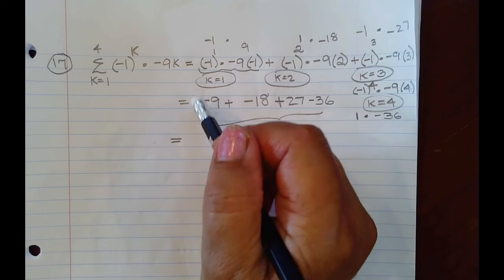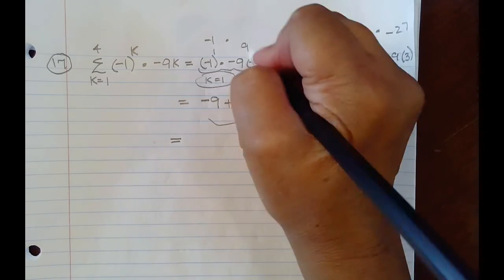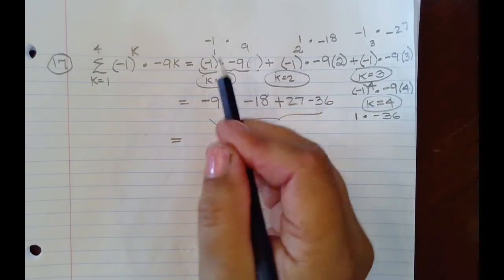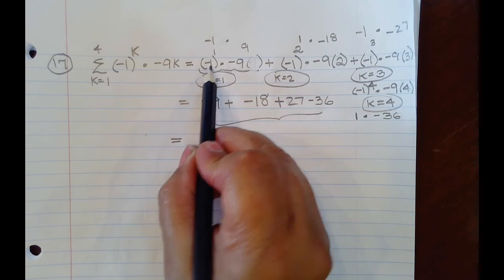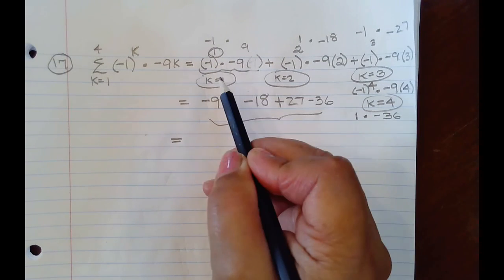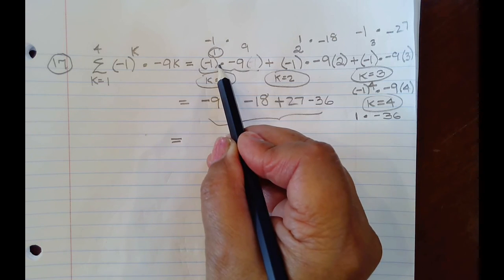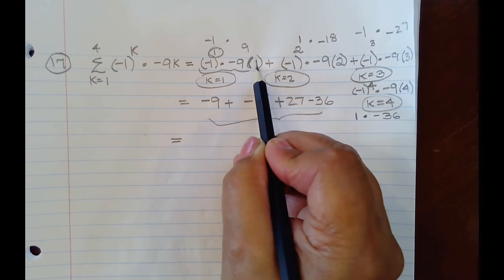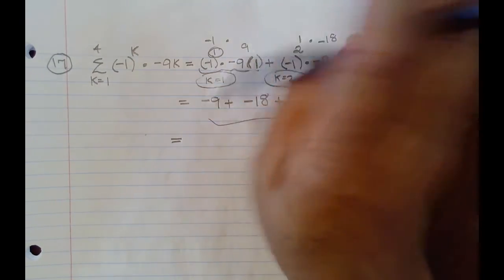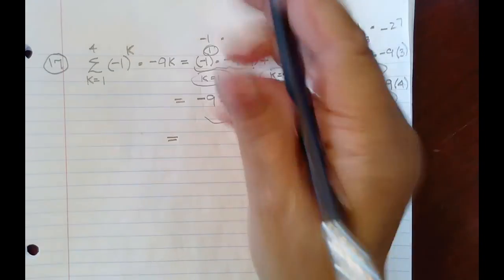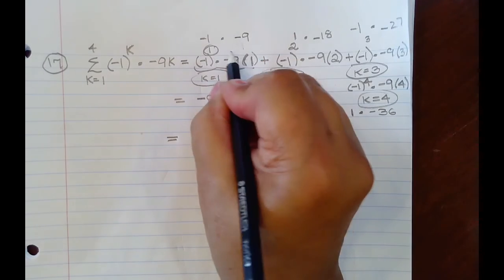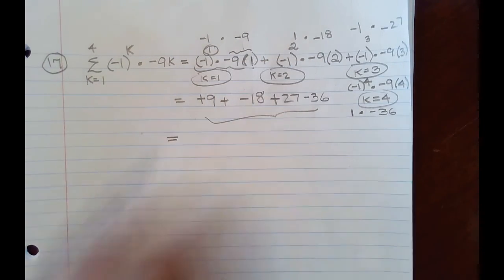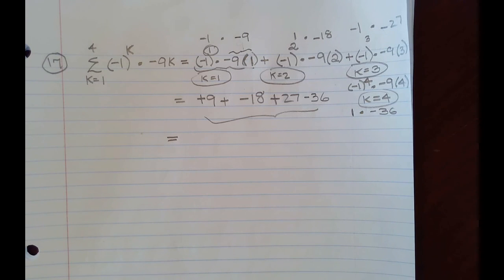I think I have a mistake here. I do. This was supposed to be positive 1 right here. I plugged in a negative 1. So this should have been for the first term, negative 1 raised to the power of k, which was 1, and then times negative 9 times the k value. So that should have been positive 1 right there. So this should have been negative 9 for this, times negative 1, so that should have been positive 9. Just wanted to check the signs on that.